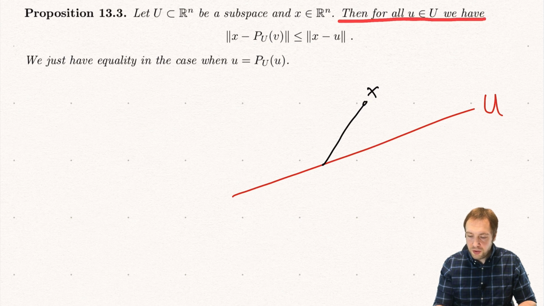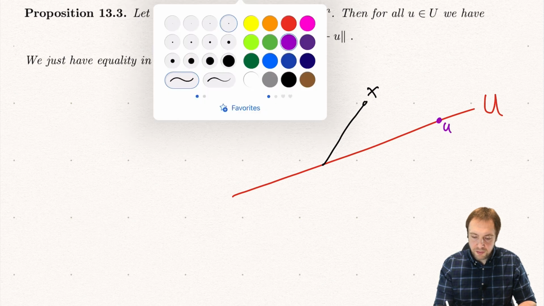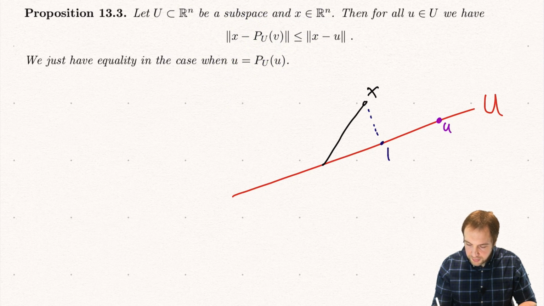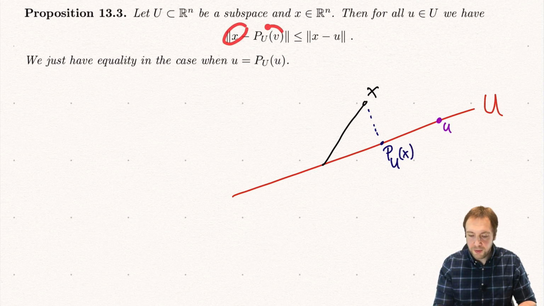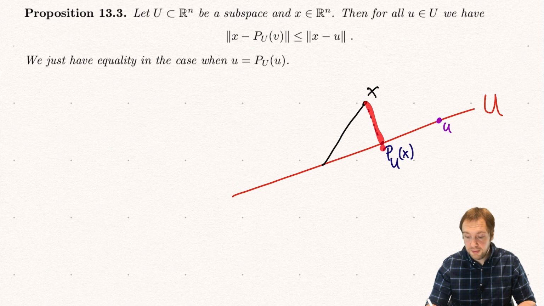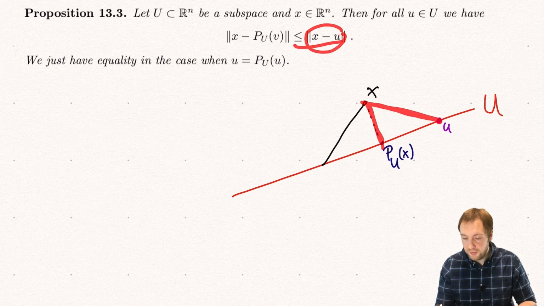Then the statement is for all u in U. So for example, if I here have some u in U, the statement is that the norm of x minus p_U(x), so what is this vector here? So first of all, here is p_U of x, and x minus p_U(x) is exactly this vector here. And there we take the norm, so the statement is the norm, or the length of this here, is smaller or equal to the norm of x minus u, so this thing here.